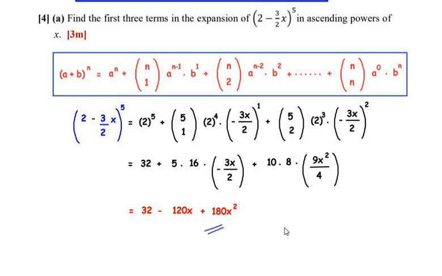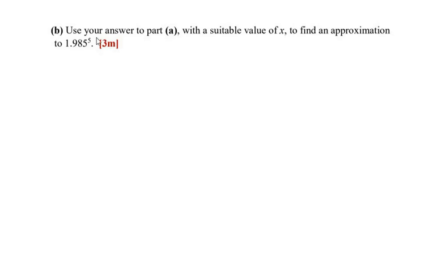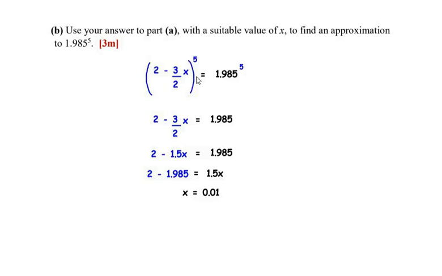Now let us move on to the B question. Use your answer to part A with a suitable value of x to find an approximation to 1.985 to the power of 5. Now here we have to compare and equate the bracket which was given in terms of x to this value. So in part A, we had been given this bracket in terms of x raised to the power of 5. So this is equal to 1.985 to the power of 5.